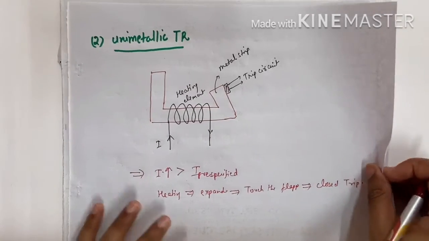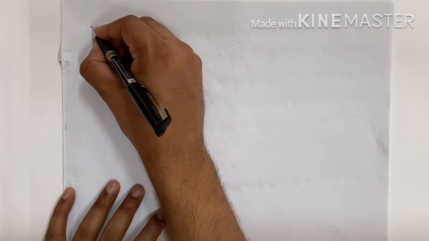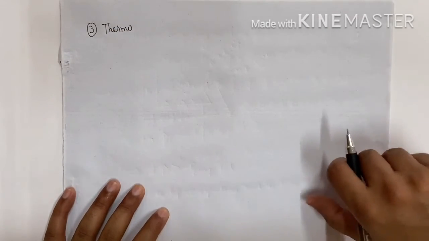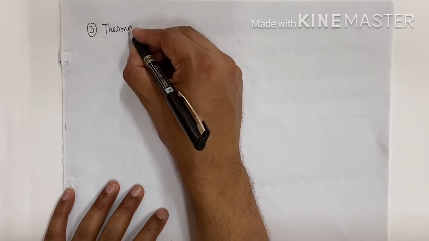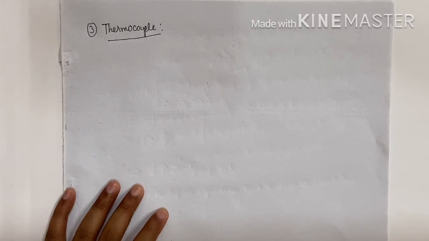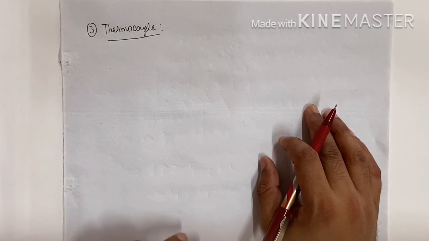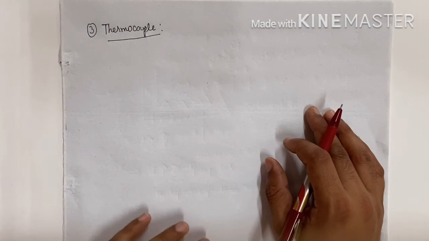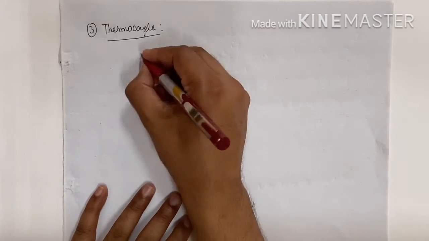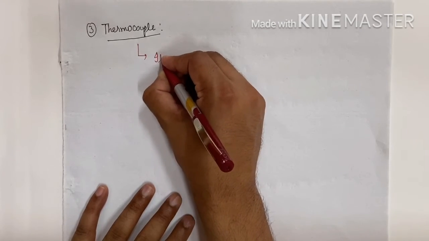Okay, now see the last one, that is the thermocouple. Third point is thermocouple. Let's see what happens in the thermocouple. Actually, you will study the thermocouple in electrical measurement and instruments. In the thermocouple we use a combination of two dissimilar metals.